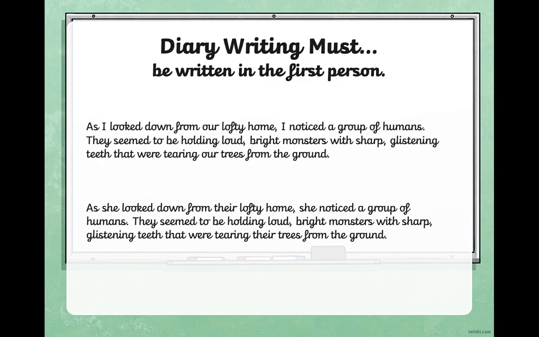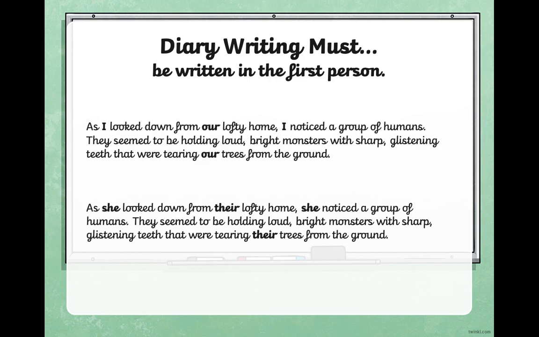Our second option. As she looked down from their lofty home, she noticed a group of humans. They seemed to be holding loud, bright monsters with sharp, glistening teeth that were tearing their trees from the ground. Does that have the pronouns we were talking about? Does that sound as if you're talking about yourself?